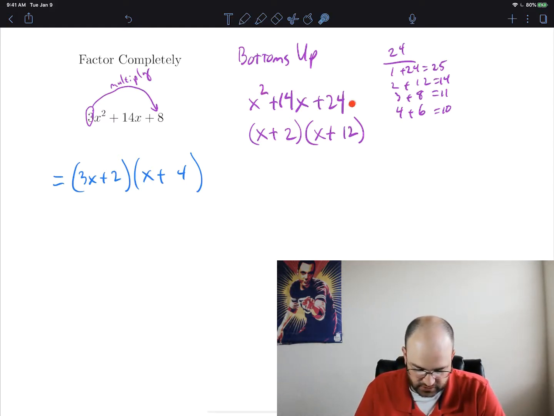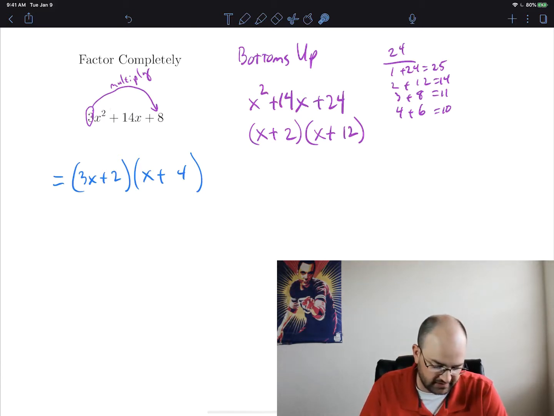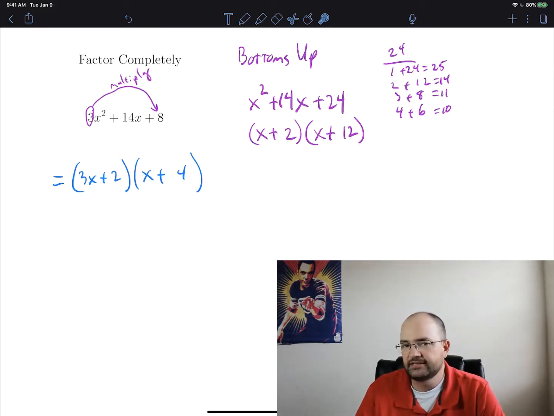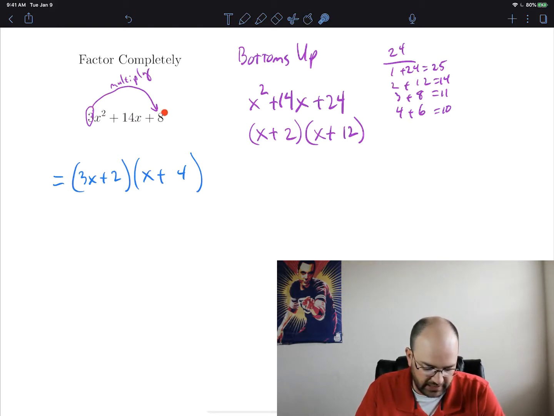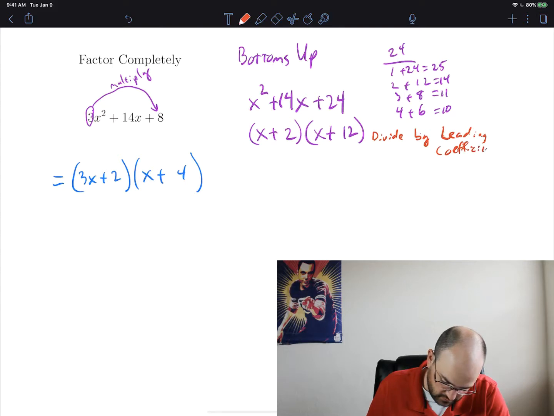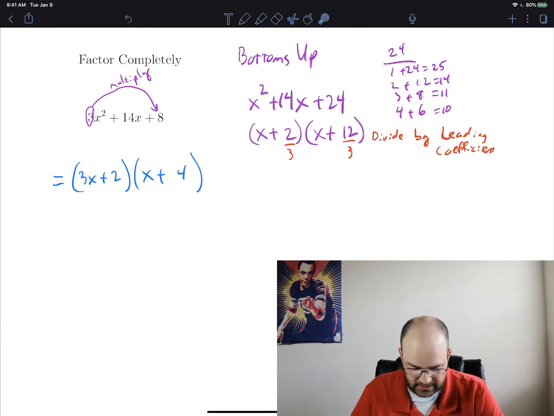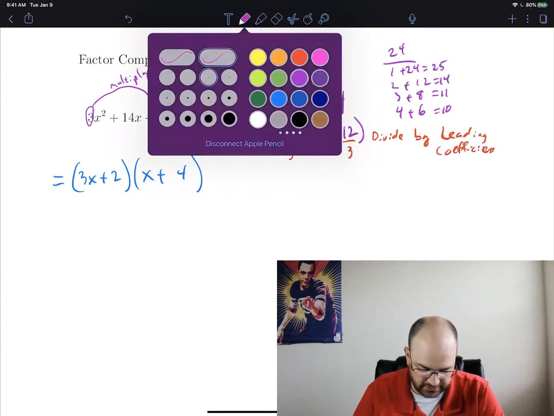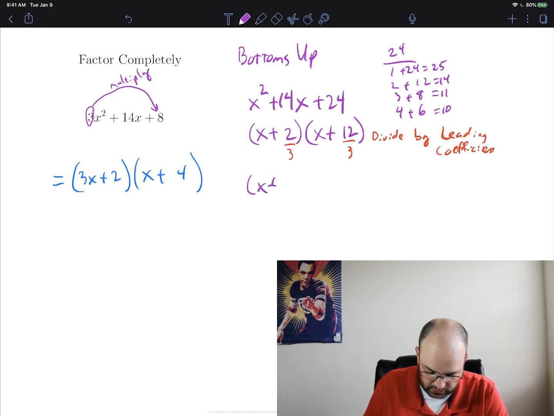This is the factorization of this, but it is not the factorization of this. So what we need to do is get back there. And to get back there, we have to realize, what did we do? We multiplied the last term by the leading coefficient. So we're now going to divide by the leading coefficient for both of the constant terms this time. It's a little bit weird, I know, but it's something that you'll get used to. And then simplify. 2 over 3 simplified is 2/3. 12 over 3 simplified is 4.